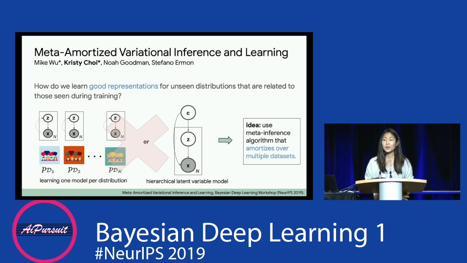So the question that we want to address is, how can we learn good representations for unseen distributions at test time that have some shared structure with the ones that we've seen during training? Our approach is to learn a generative model that uses a meta-inference algorithm that amortizes computation not over just one data set, but over multiple related data sets.